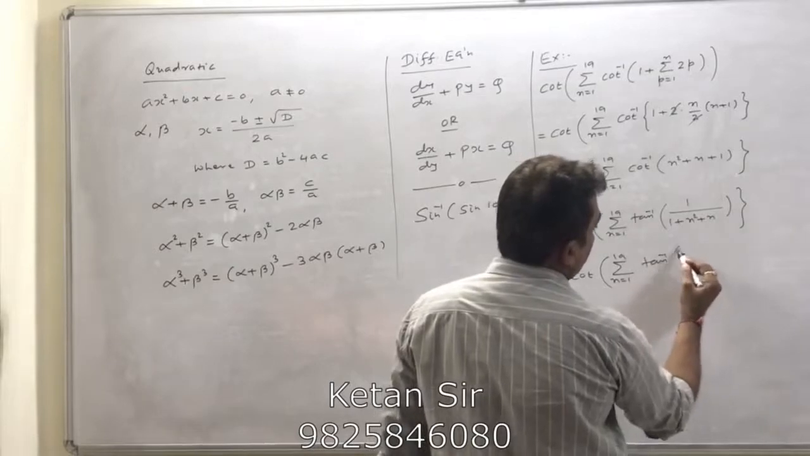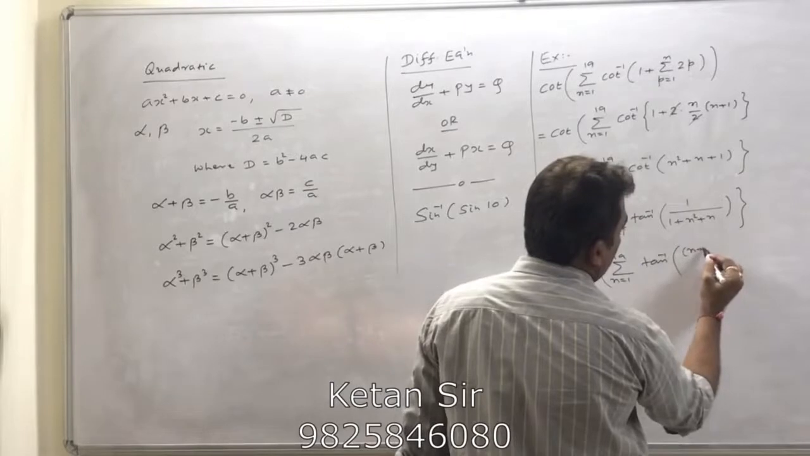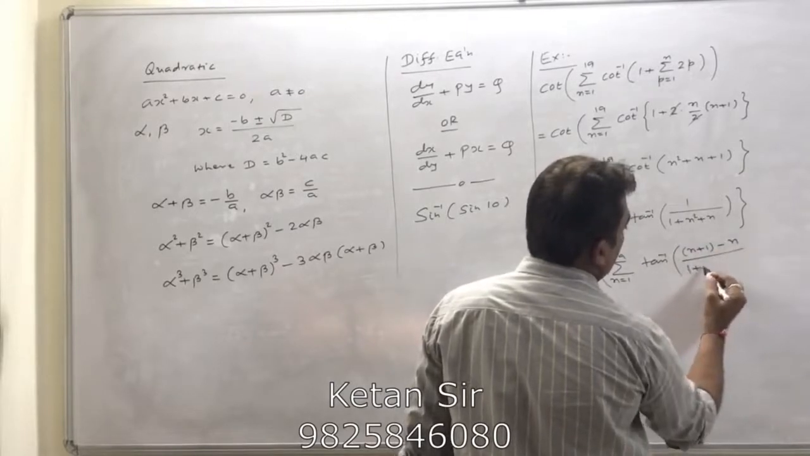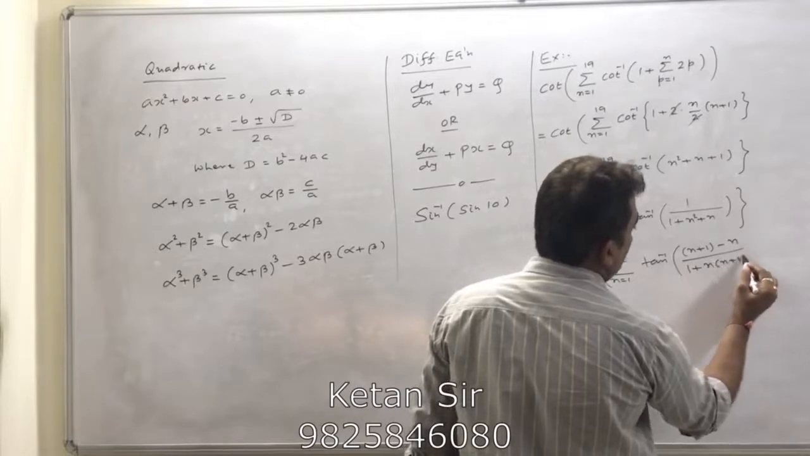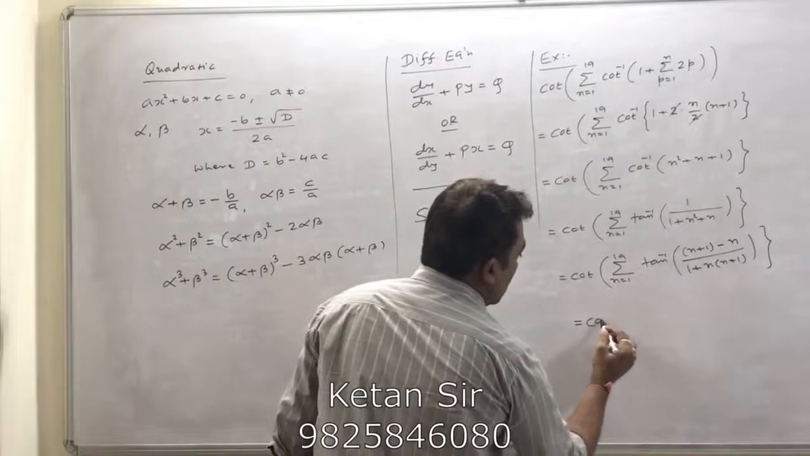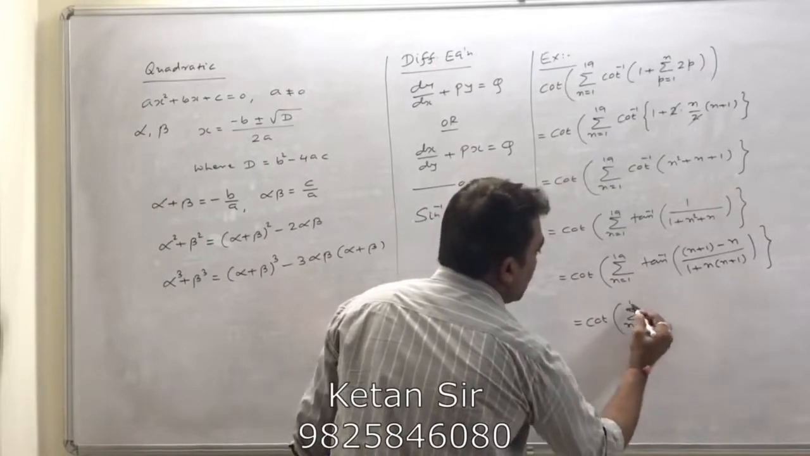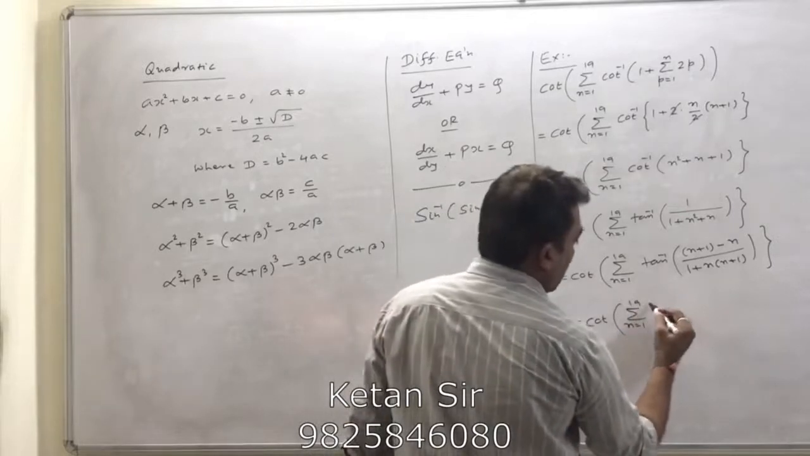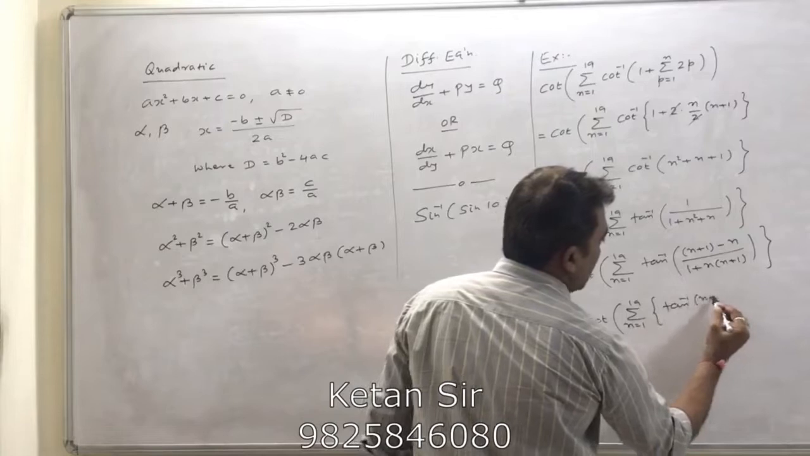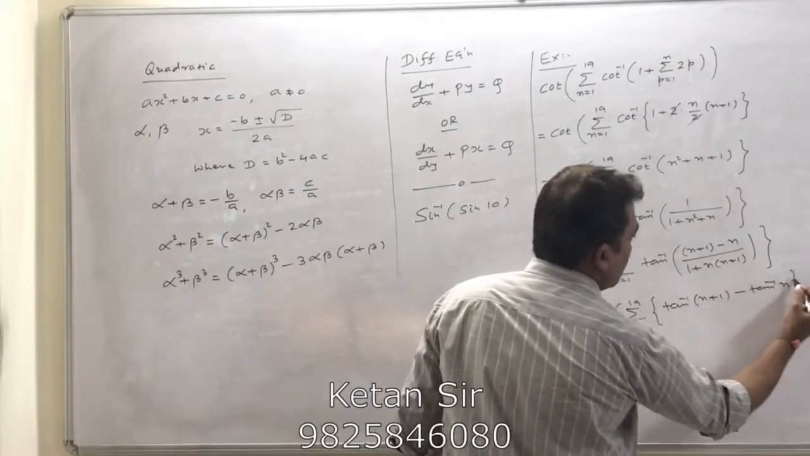This term we can write as tan inverse of 1, which can be written as n plus 1 minus n upon 1 plus n into n plus 1. So it is cot of sigma n equal to 1 to 19, this is tan inverse n plus 1 minus tan inverse n.